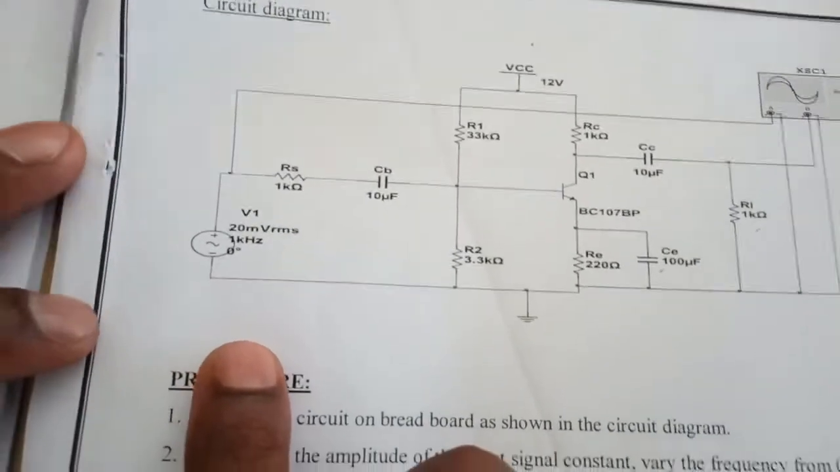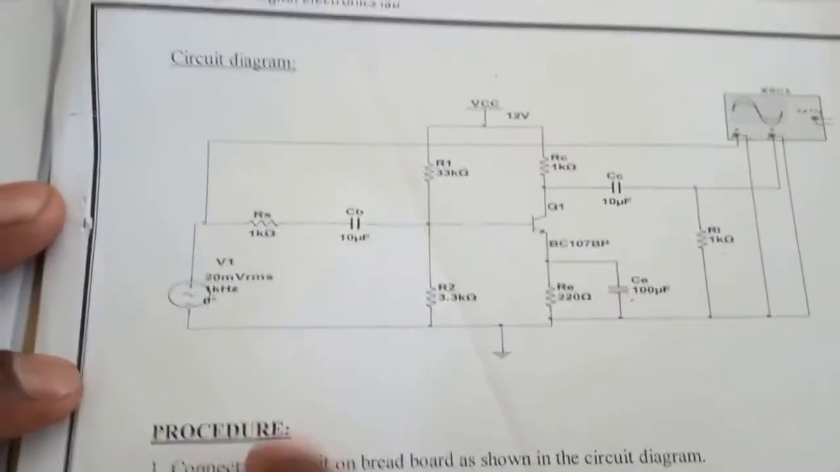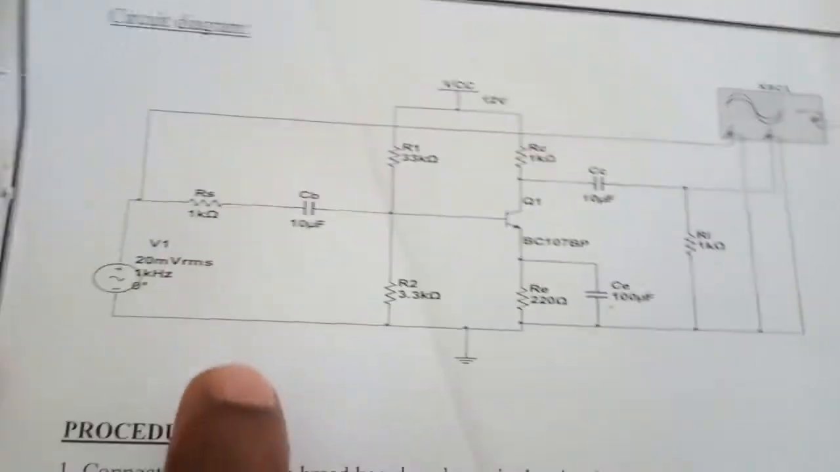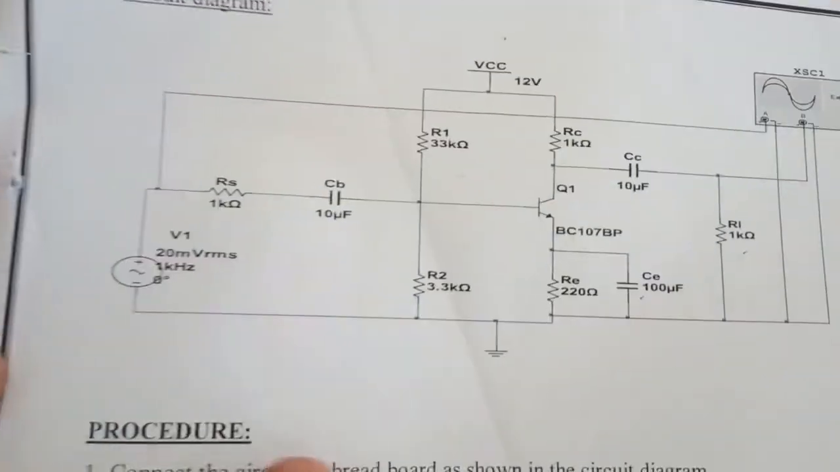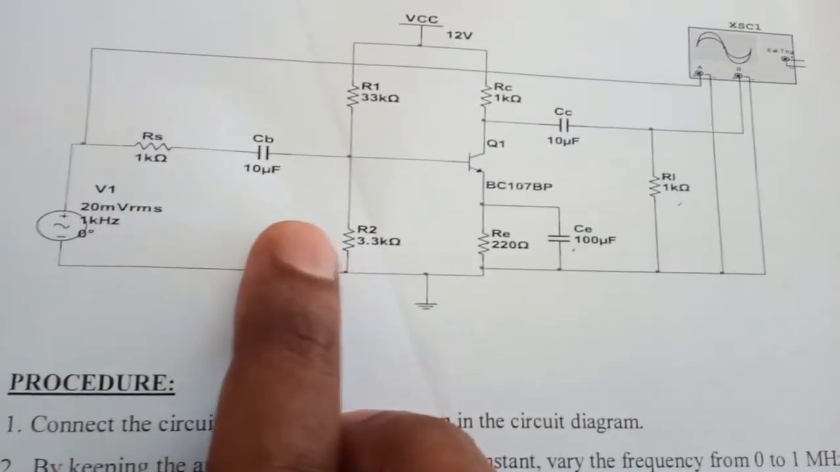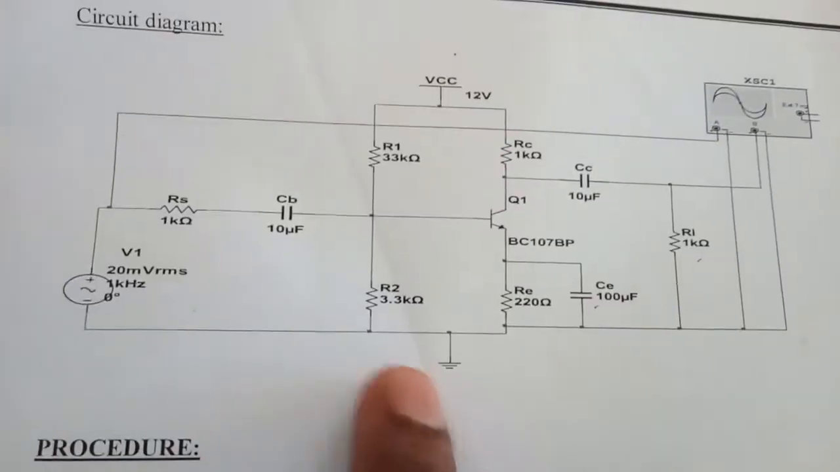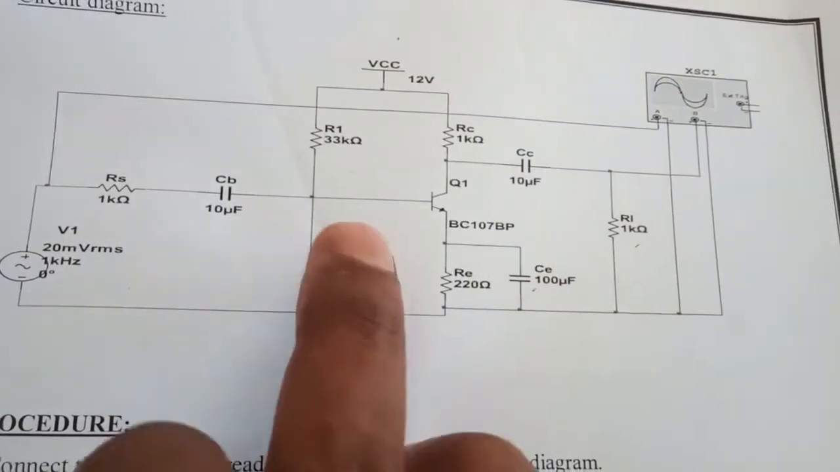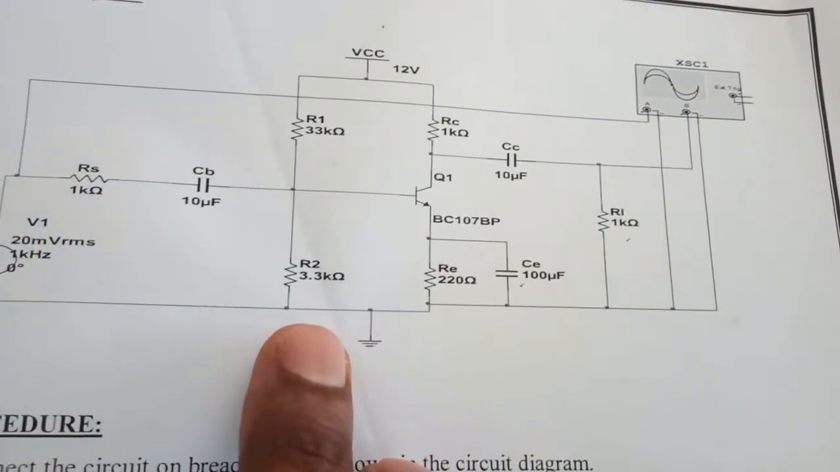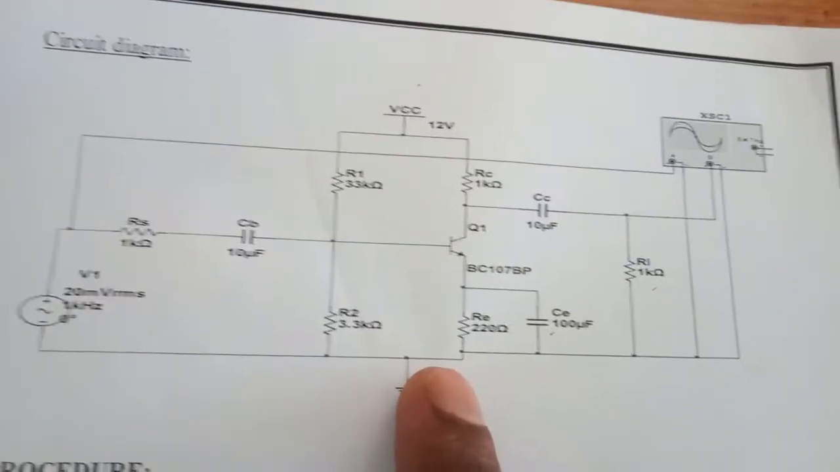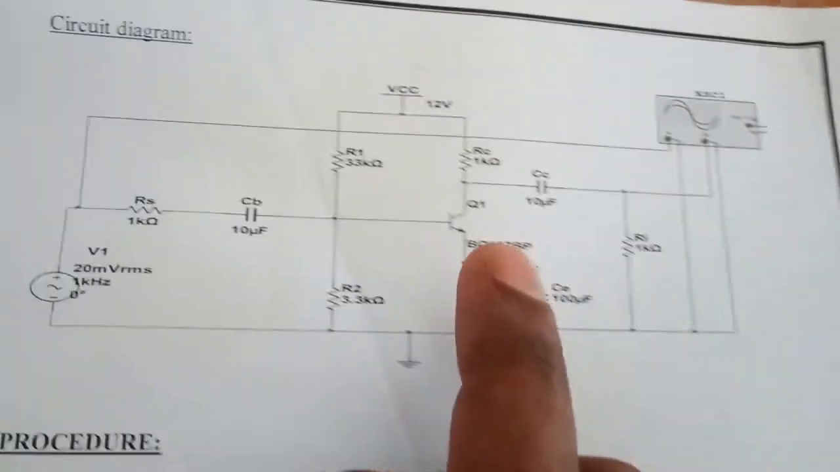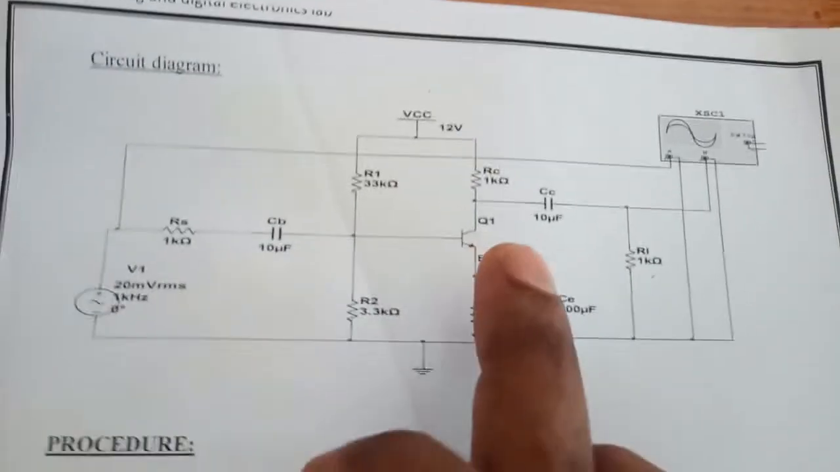This circuit is similar to the CE amplifier with and without bypass capacitor. See the circuit and the elements: a 1K resistor, then a 10 microfarad capacitor. These are the bias resistances, 33 kilo ohm and 3.3 kilo ohm. 220 ohms is the feedback resistance, and 1 kilo ohm is the collector resistance.